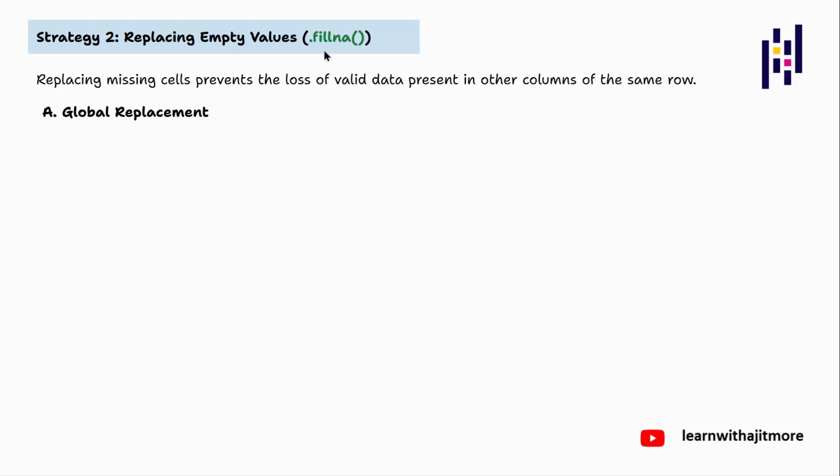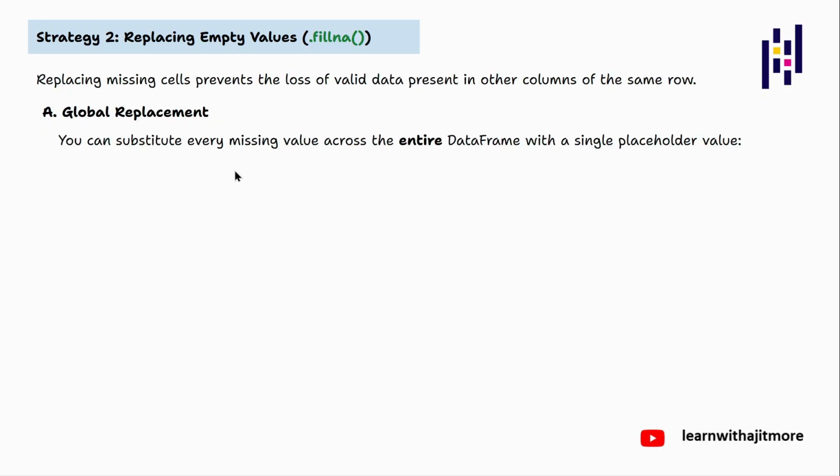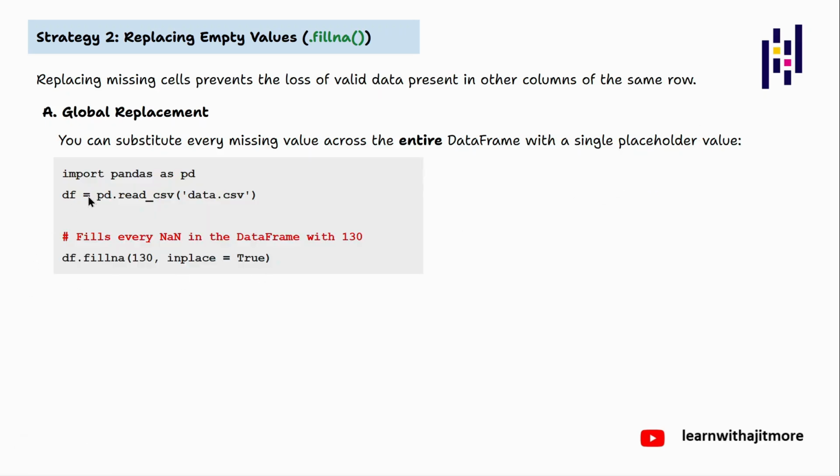Okay, now the first way is global replacement. Global replacement means replace all the NaN with one fixed value. Some fixed value is there and replace each and every NaN with that fixed value, which is sometimes not acceptable, right? See here, you can substitute every missing value across the data frame. In that entire data frame, wherever NaN is there, replace that NaN with one fixed single placeholder. As an example, see, that CSV file you are loading in the data frame, and then you are writing df.fillna(130).